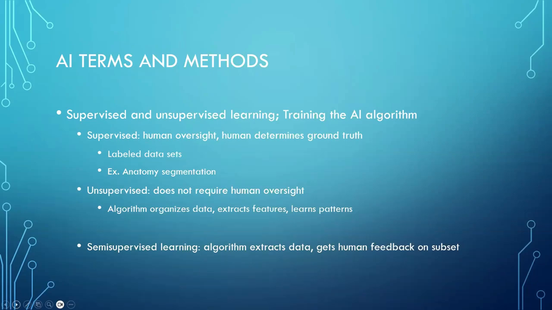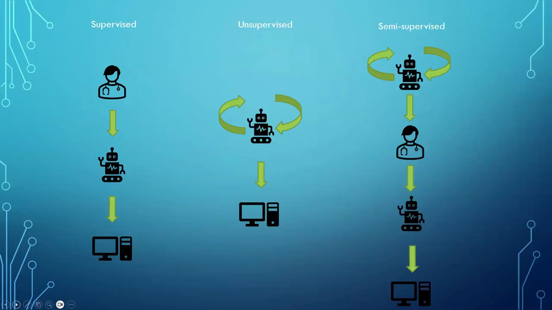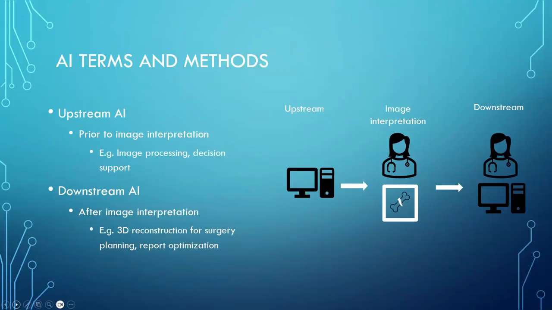And then you have the middle step, semi-supervised learning. This is where the algorithm extracts the data, but at some point in the training process, it gets feedback from the human user. So here we have supervised learning, where the human is providing feedback to the algorithm, which is developing patterns and producing the final result. Unsupervised is where the algorithm itself is developing these patterns, and semi-supervised is where at some point in the process, the human is providing ground truth, providing the feedback to the algorithm before it's published.